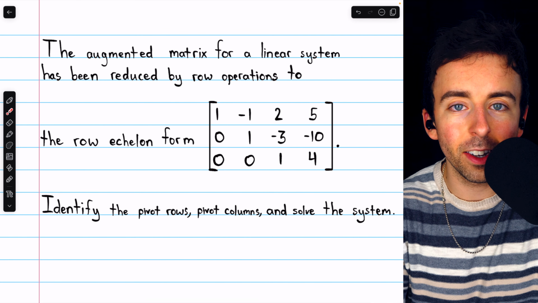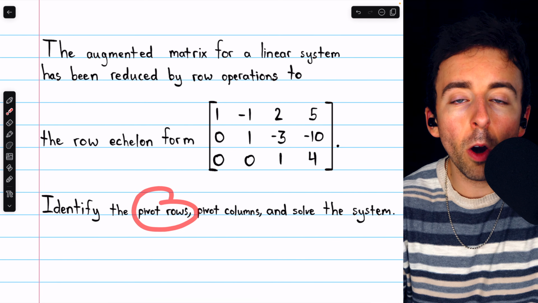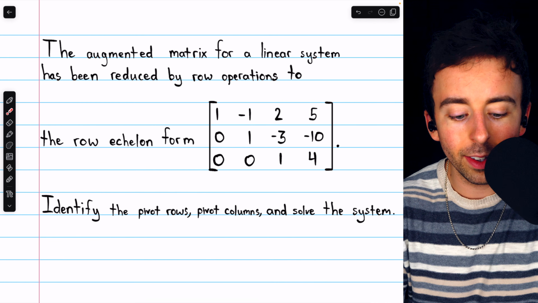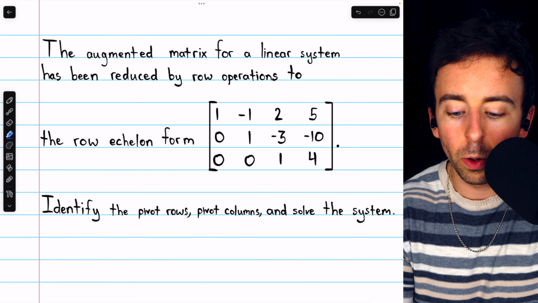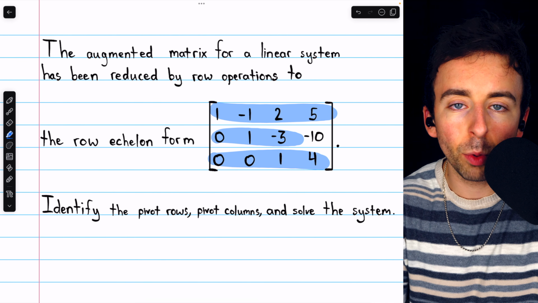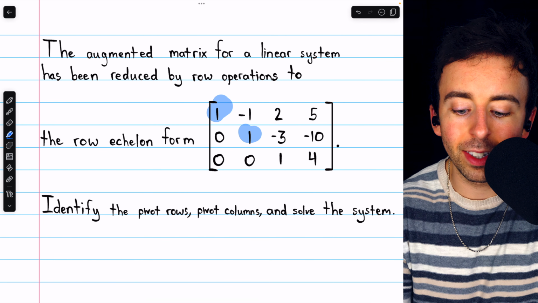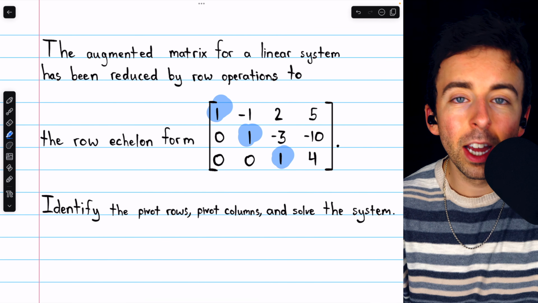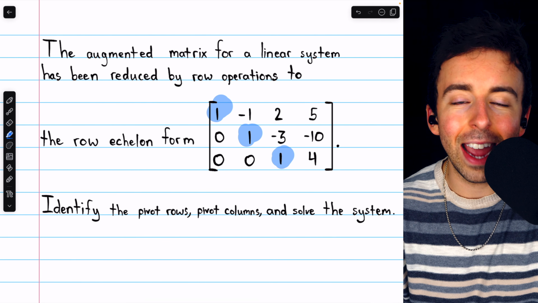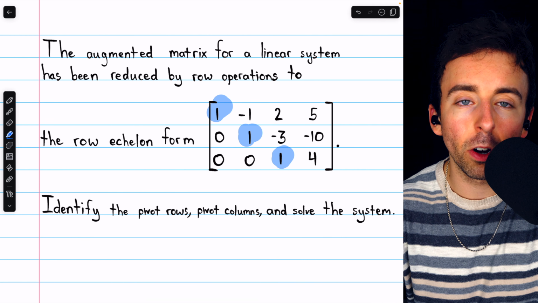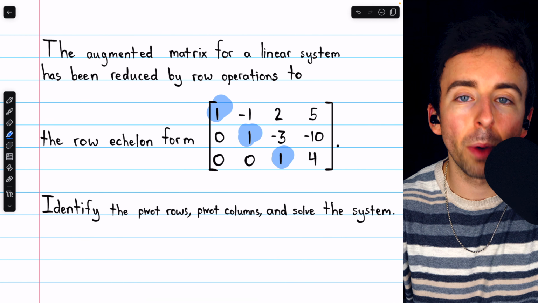to solve the system. Remember that the pivot rows are rows that contain leading ones. In this case, those are rows 1, 2, and 3. Each of these rows happens to contain a leading 1. Remember, a leading 1 is just a non-zero entry which occurs first in the row that is positive 1.